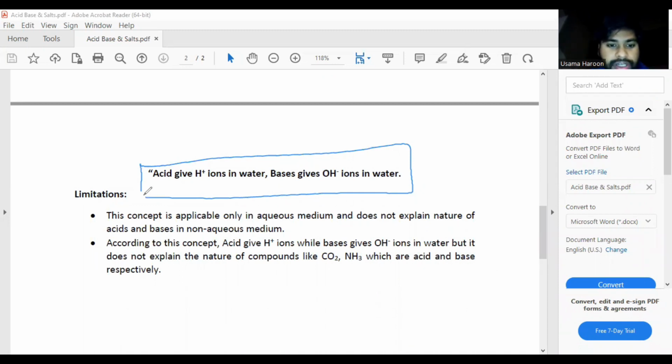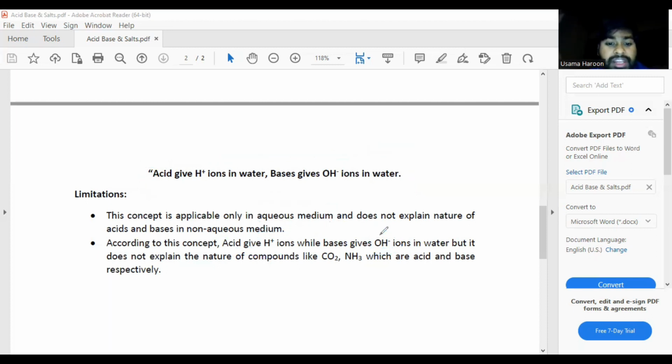First, as we have already discussed during the lesson, this concept is only applicable in the aqueous medium. If there is no aqueous medium, you cannot differentiate between acids and bases. And the second one is, this concept only tells us about acids and bases if the substance is giving us H+ ions and OH− ions respectively. The substance which gives us H+ ions will be termed an acid, and the substance which gives us OH− ions will be termed a base. It does not explain the nature of compounds like CO2 and NH3.